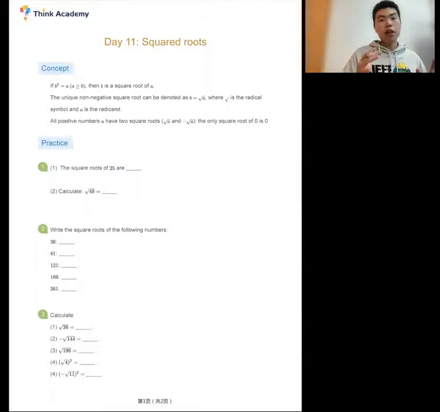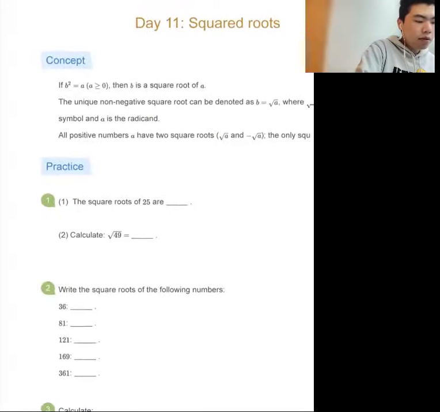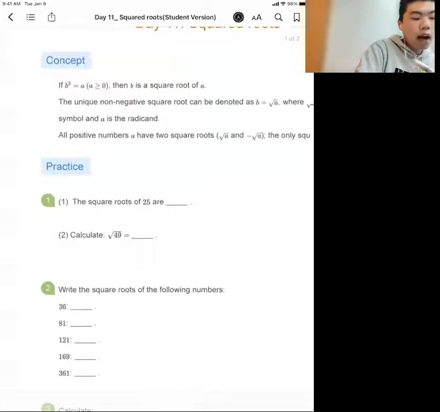So this is our final week for this review camp, and we'll be talking about more advanced topics in pre-algebra. Okay, so today we'll be talking about square roots. We'll start from what is the meaning of square roots, and also why do we need this? Okay, so we know that square root is just an operation. If we have b squared equals a, then we say that b is the square root of a, like one of the square roots.